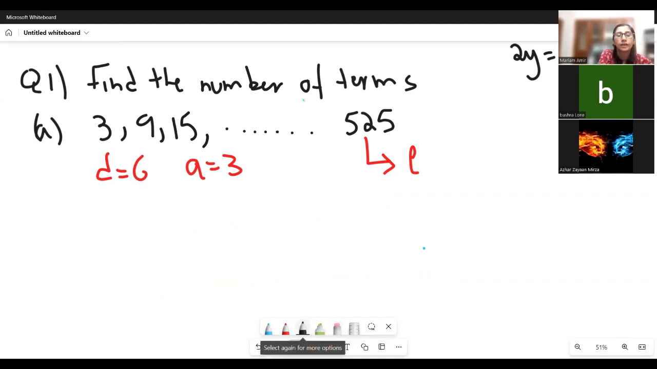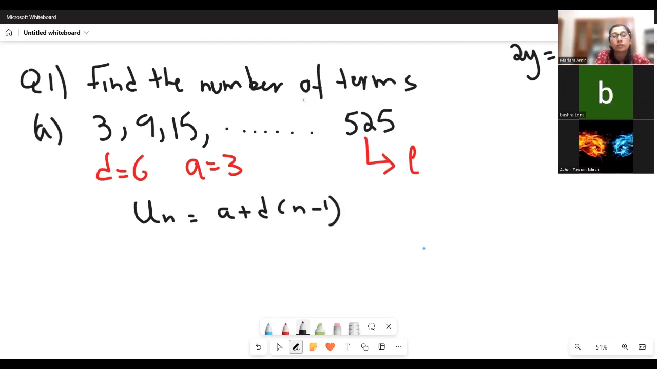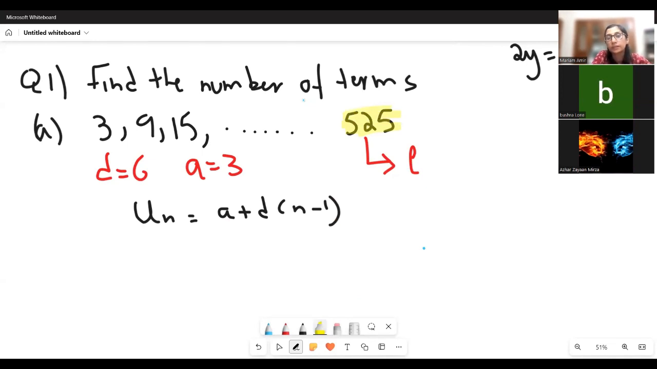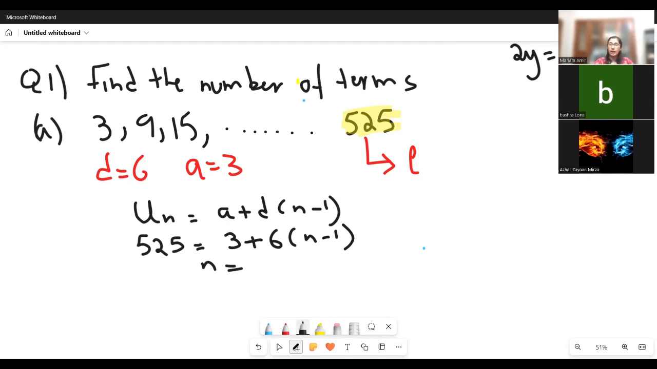Instead, you use this formula of the nth term. The nth term is a plus d times (n minus 1), right? So let's use this one, 525, and the number of terms is n, and n is what we're trying to find. 525 is the nth term, and we need the value of n. So a is 3, d is 6 times n minus 1. Give me the value of n, please. Take 3 to the other side, subtract, take 6 to the other side, divide, and then take minus 1 to the other side.